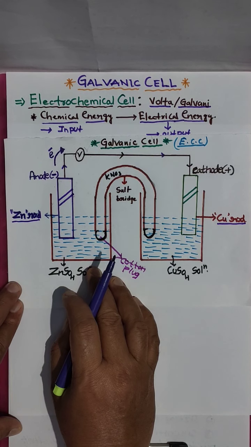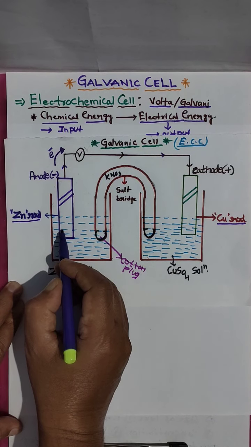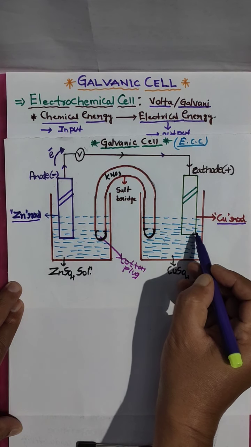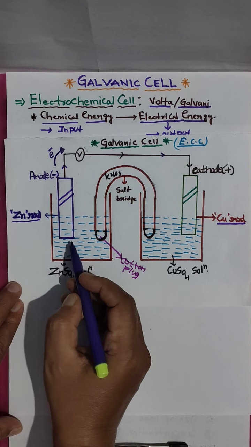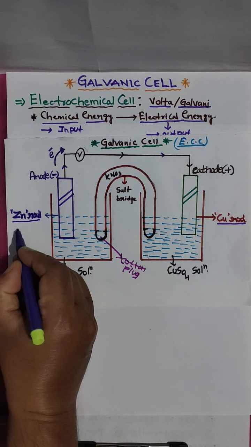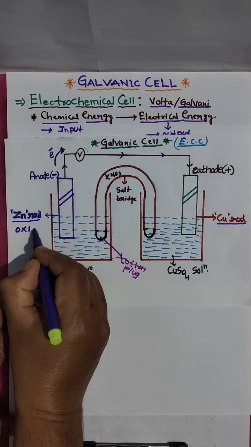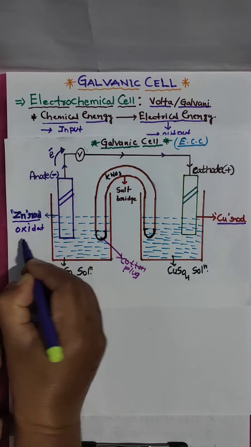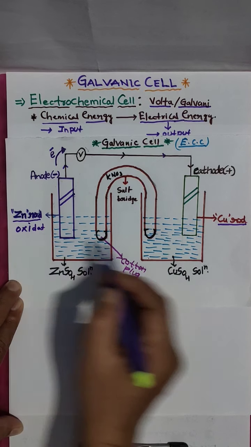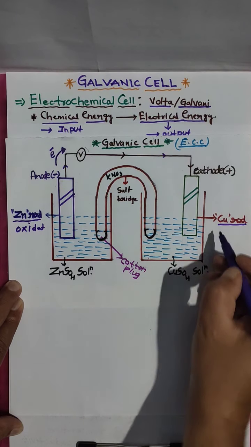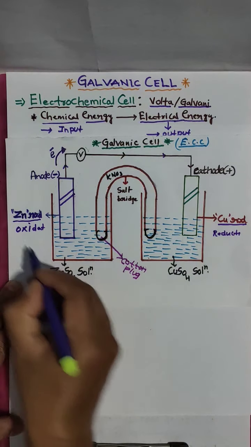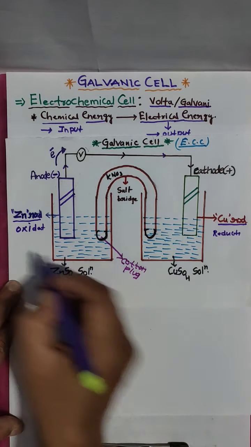See, first this zinc rod acts as an electrode and this copper rod acts as another electrode. You know what is an electrode? Let us see what happened here. Zinc undergoes oxidation. I told already, left side always oxidation, right side reduction. And copper undergoes reduction. Zinc undergoes oxidation, copper undergoes reduction.